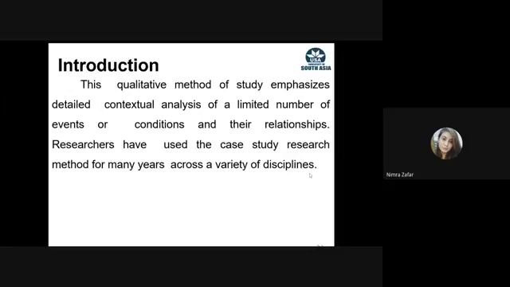Researchers have used the case study research method for many years across a variety of disciplines. So case study method is not limited to any particular subject. Case study can be done in any type of subject. For example, we can do a case study in architecture, where we can do a case study of buildings. If we talk about medical subjects, the case study can be done on any previously existing medicine. So we have a variety of disciplines in which we can conduct case study.